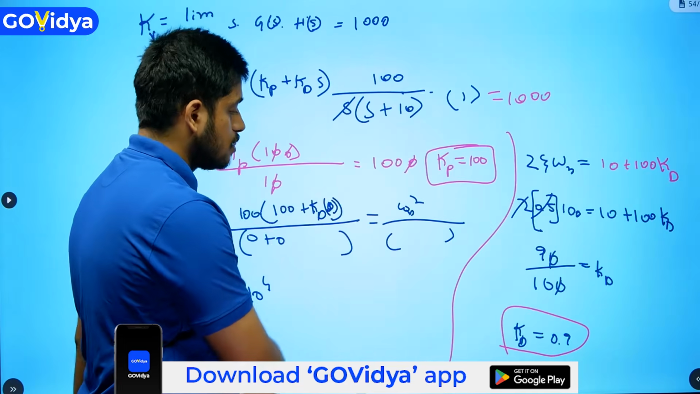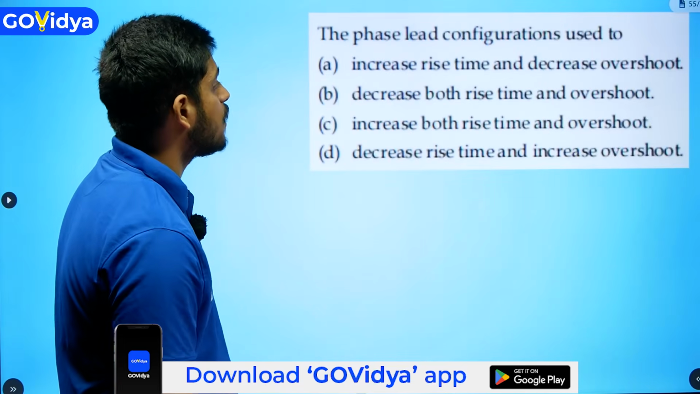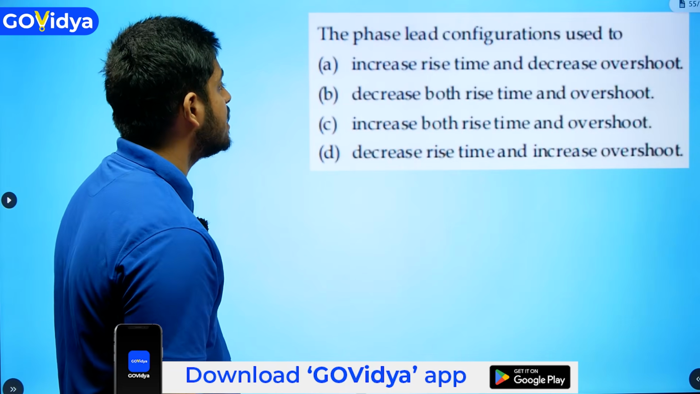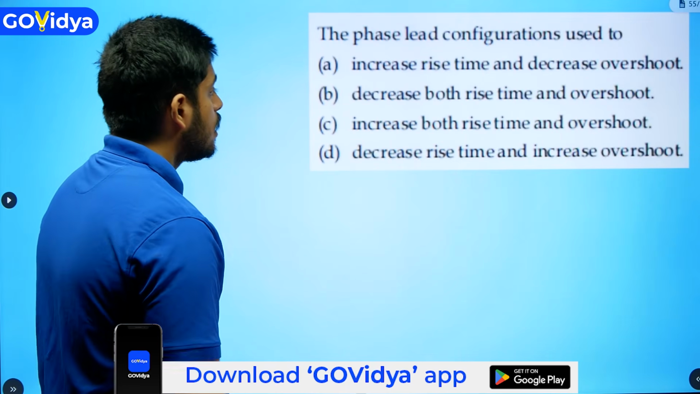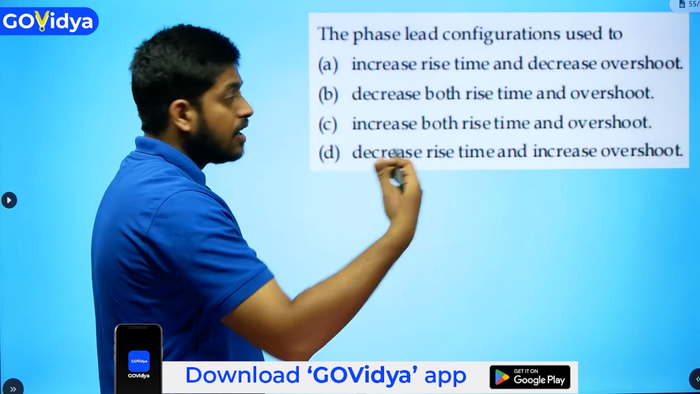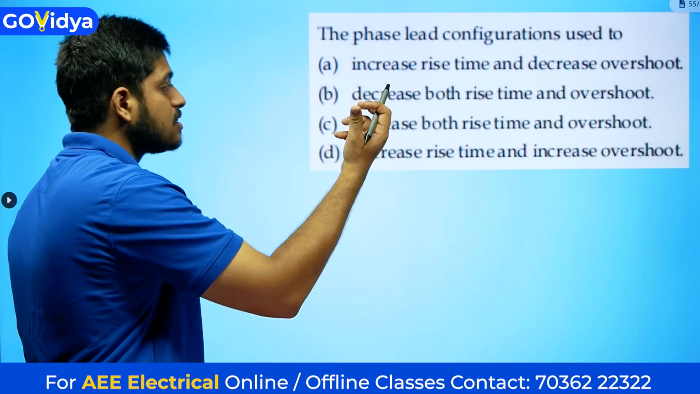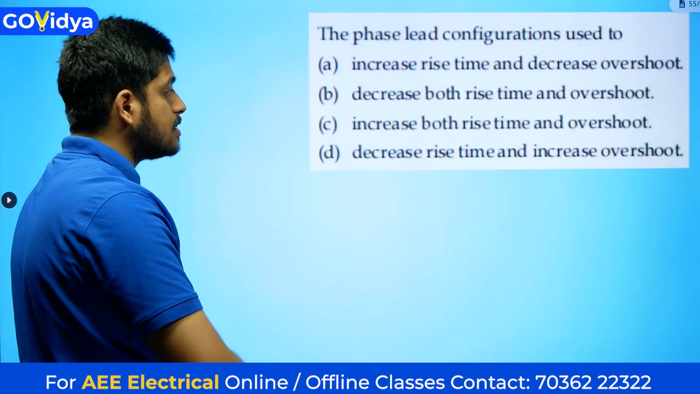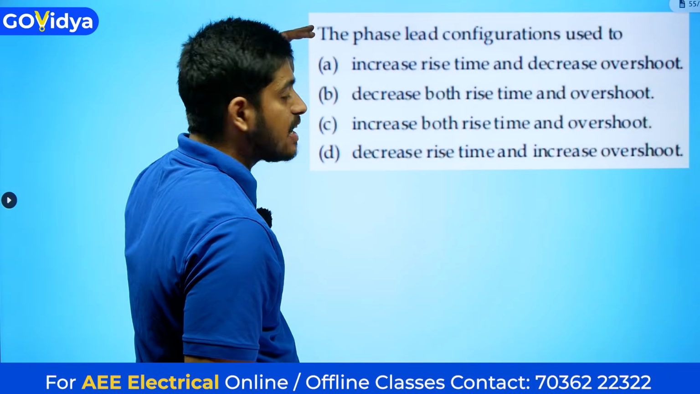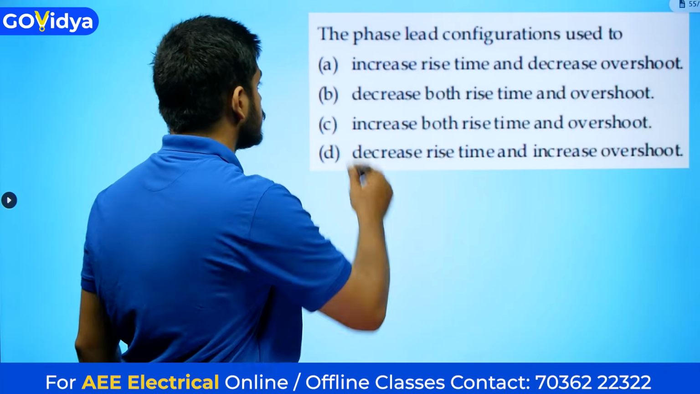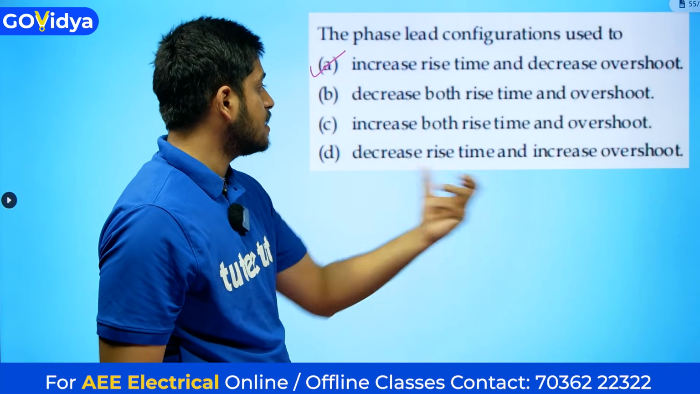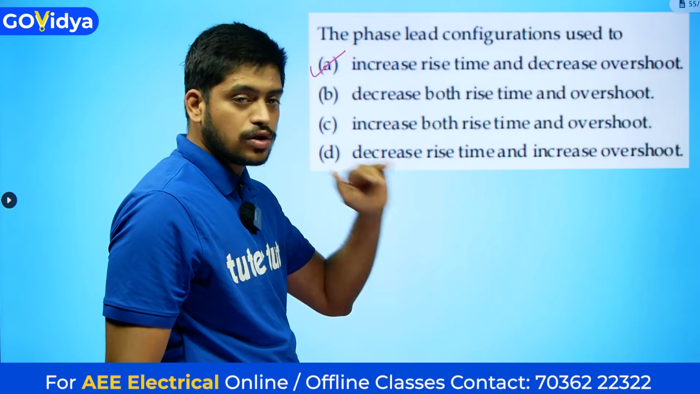Next question. The phase lead configuration is used to... What is a phase lead going to do? Firstly, when we are leading it, the rise time is going to increase, but the overshoots will decrease. We have seen this already in the previous question. When we lead it, rise time increases and overshoots decrease.